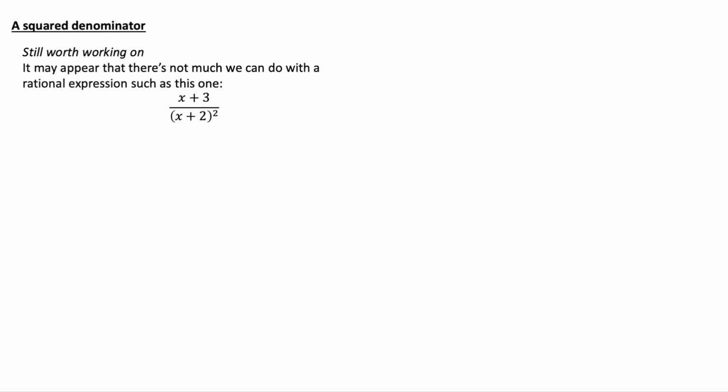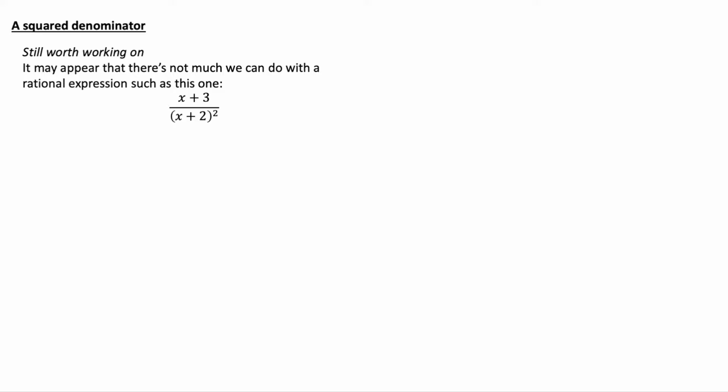We've looked at linear factors for our denominator, so we did two linear factors multiplied together for the denominator and three linear ones. But we might have a squared denominator, and that's a bit trickier. This first bit's still worth working on, and it's because this is a rational expression with just a squared linear factor for the denominator.